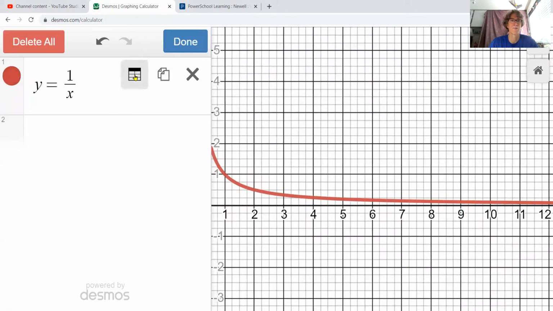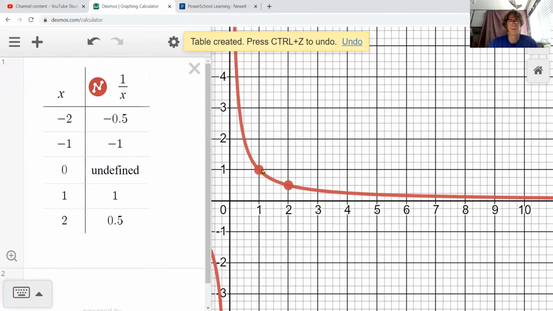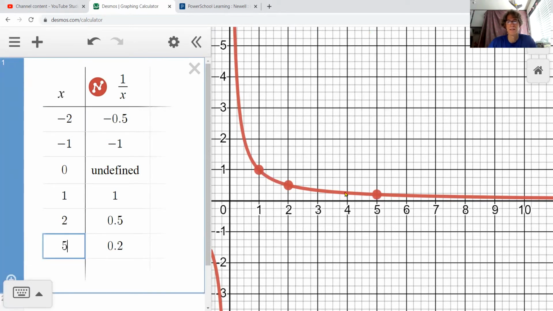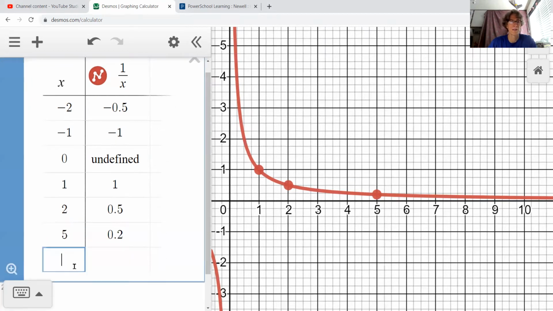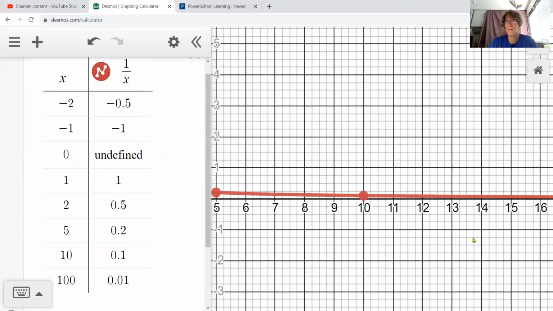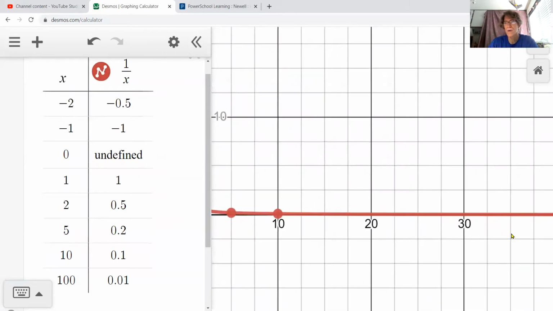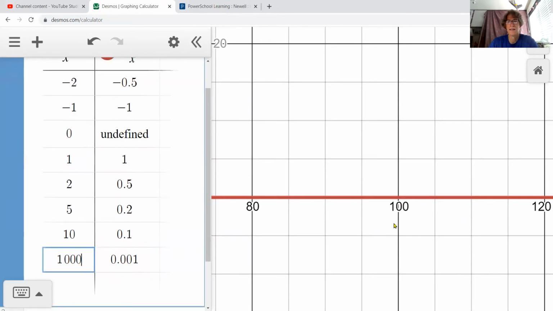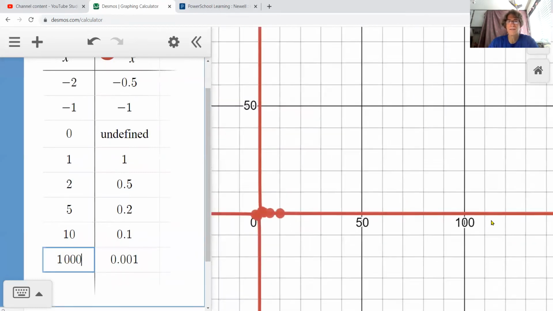I can make a little table here. And you can see some of the numbers. There's 1, 1. There's 2, 0.5. And of course, I could click on this and put in another number, like if I put in 5, you see it's only 1/5. If I put in 10, it's 1/10. How low could it go? What if I put in 100? Then it's 1 over 100. But it never, ever gets to 0, no matter how big of a number I put in. If I put in 1,000, it's 1 over 1,000. So it never gets to 0.